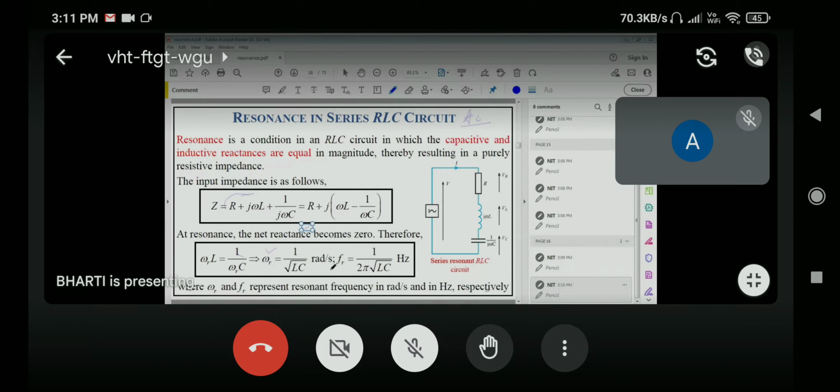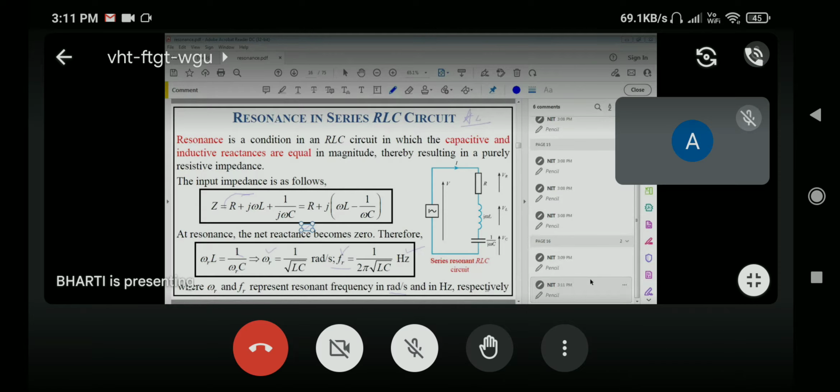Next, the resonant frequency that we measure in hertz is FR. That value will obviously be omega R divided by 2 pi, that is 1 by 2 pi under root of LC, and that value we can measure in hertz. So you have to take into account the unit of a particular resonant frequency, either it is omega R or it is FR. If it is omega R, we measure it in radians per second. And if it is in hertz, that means it is FR, 1 by 2 pi under root of LC.